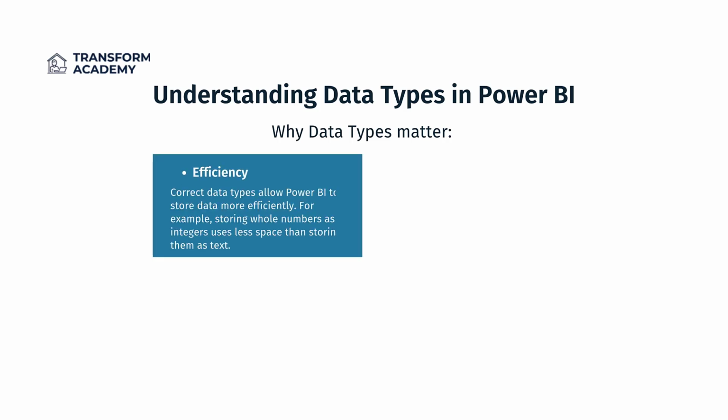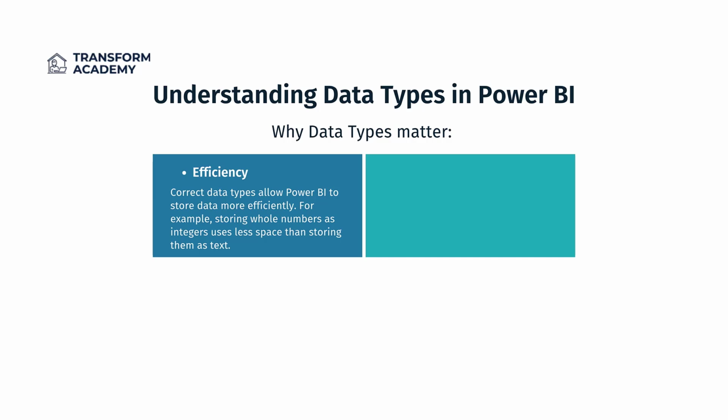Efficiency. Correct data types allow Power BI to store data more efficiently. For example, storing all numbers as integers uses less space than storing them as text. Numeric types are generally processed faster in calculation of relationships than text types.